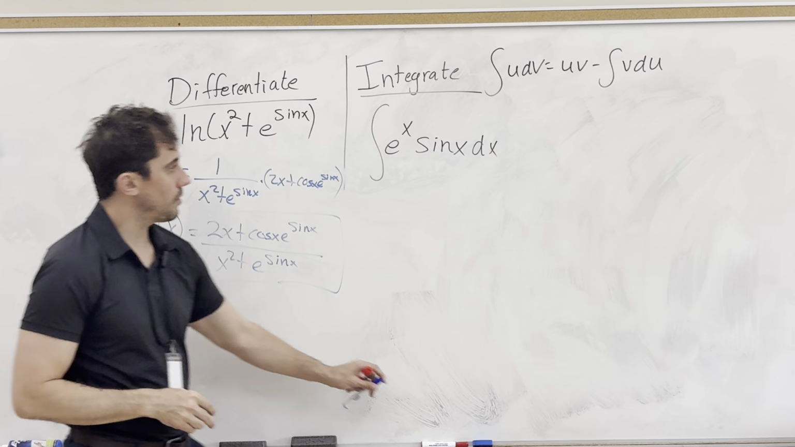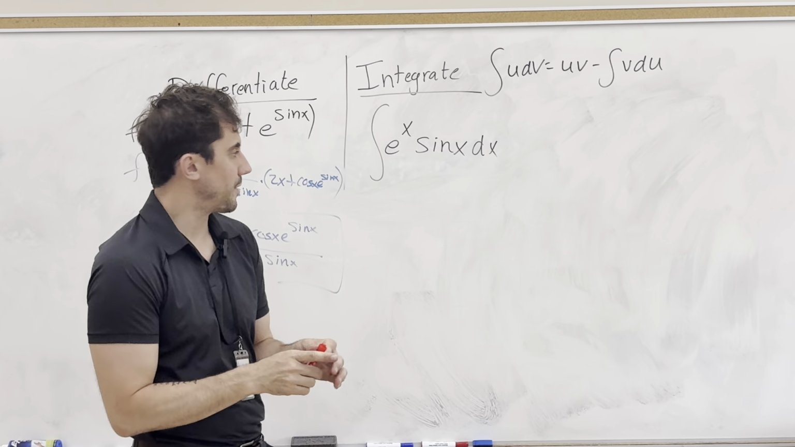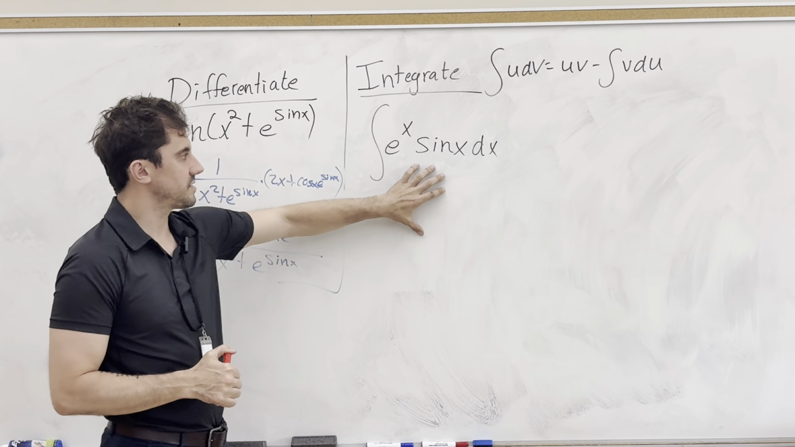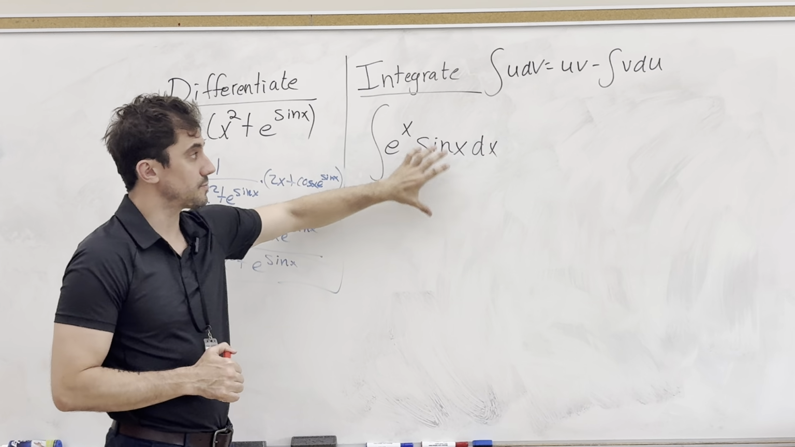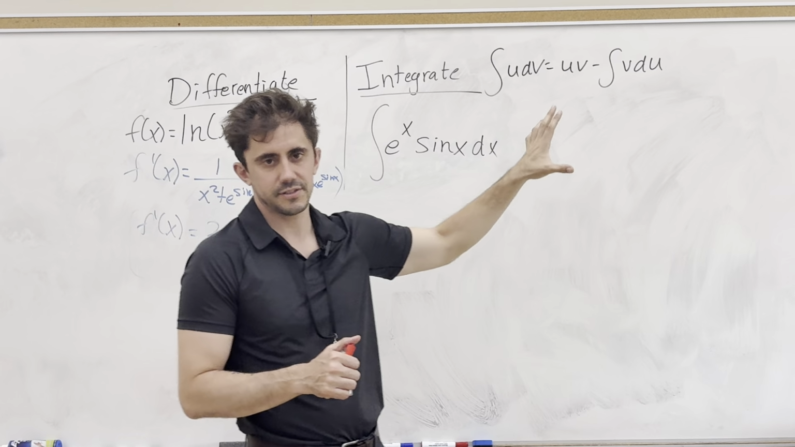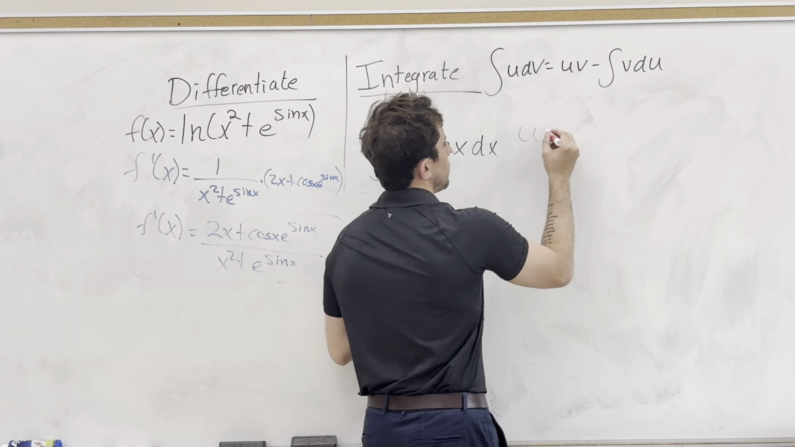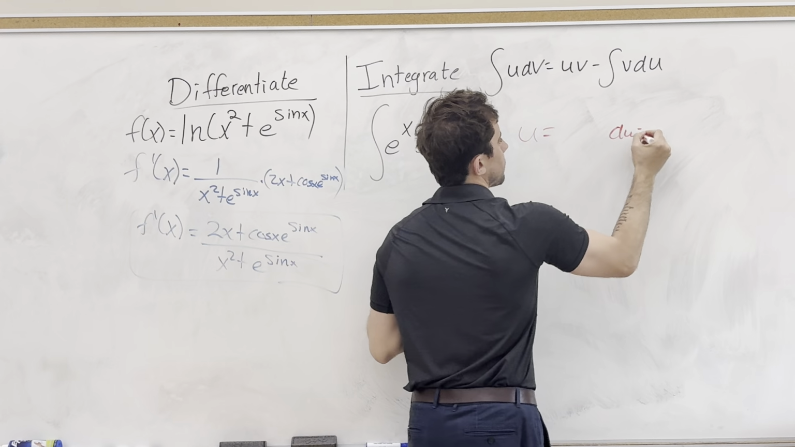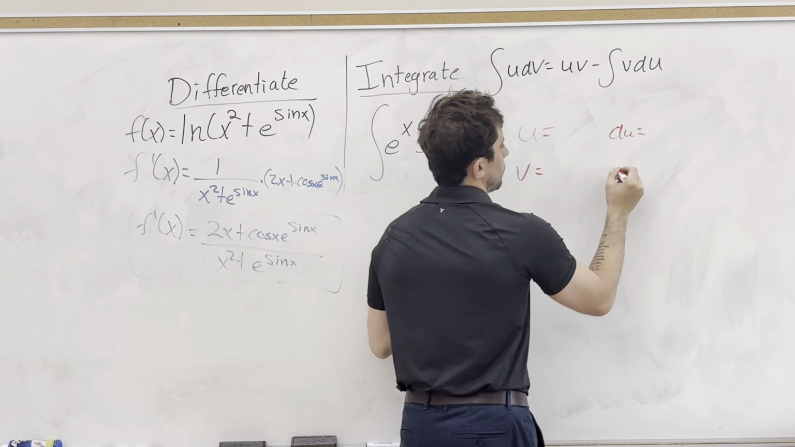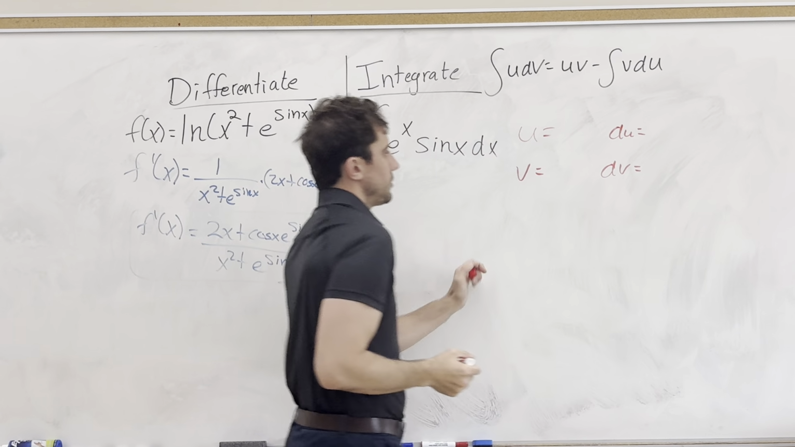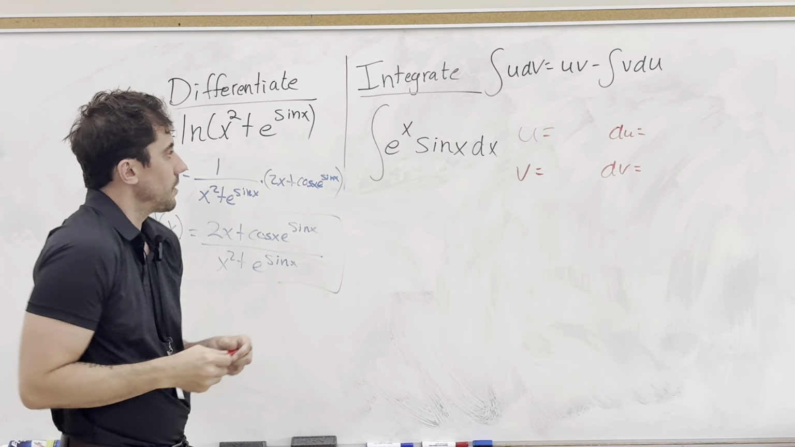Now, the second one is the one I'm more kind of excited about. We have the integral of e to the x times sine of x dx, and we're going to use the integration by parts approach. So when we integrate by parts, we're always tasked with first making wise choices for our u and dv portions. Okay.